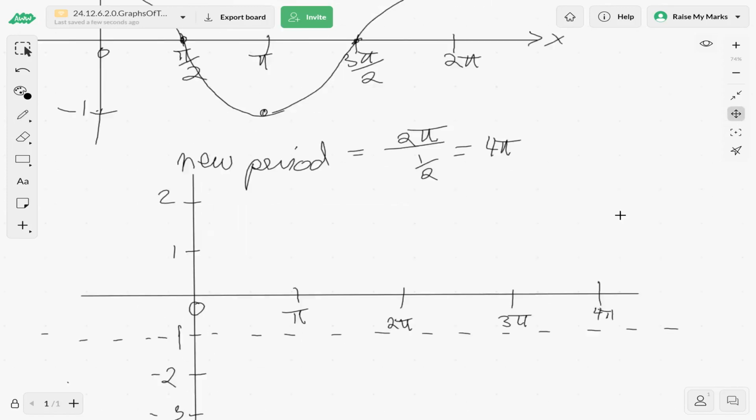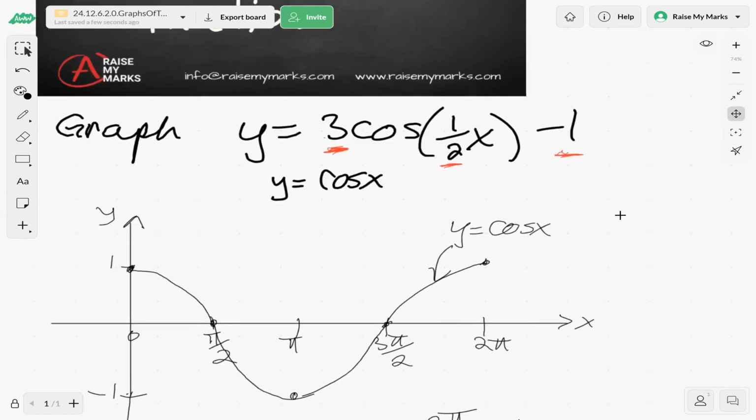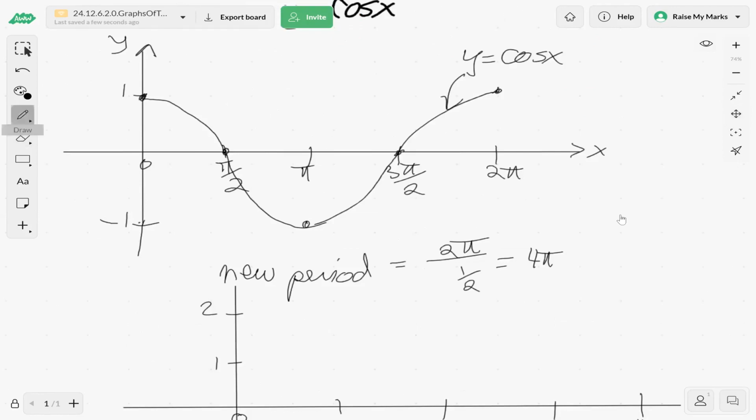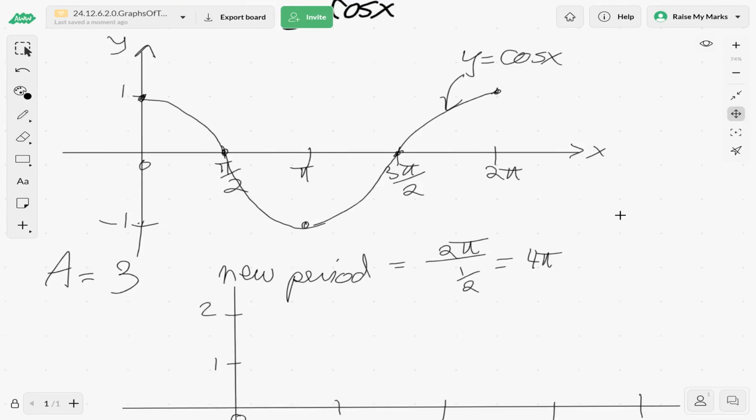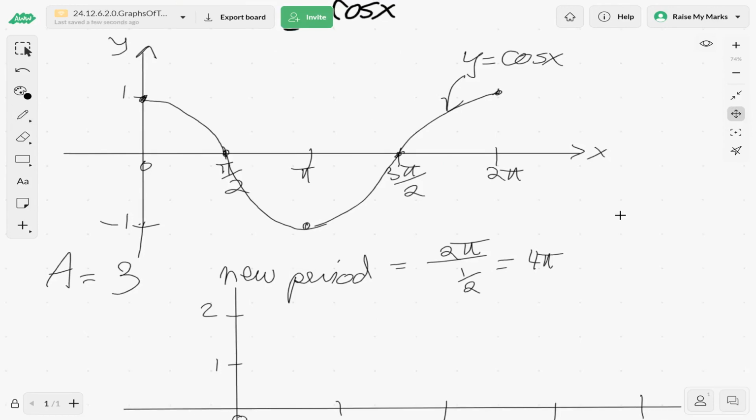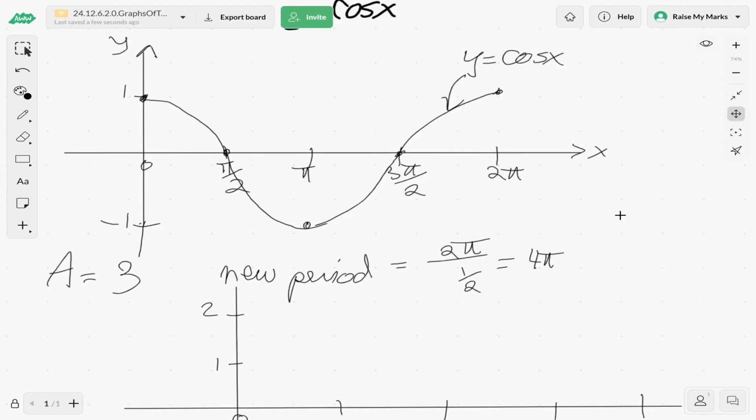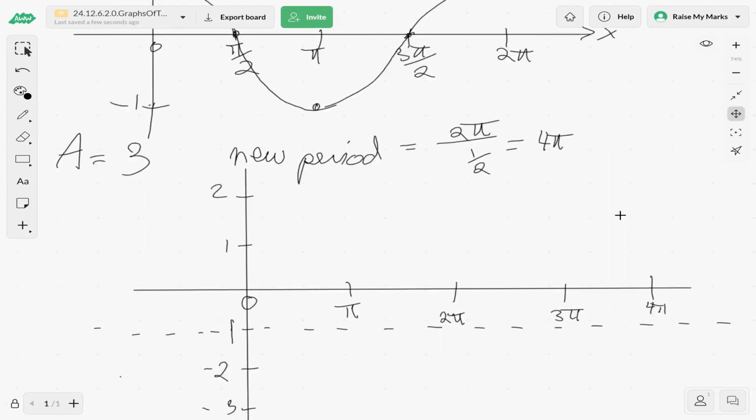Now, if we go back up to our given function, the 3 is a vertical stretch of a factor of 3. So that means our amplitude is now 3. So our new amplitude, we can write that in: our amplitude is 3. This means wherever in the original curve, or the basic curve of y equals cos x, we have a 1, we're going to end up with an amplitude of 3, or 3 units away from our axis. So our axis is now at -1.